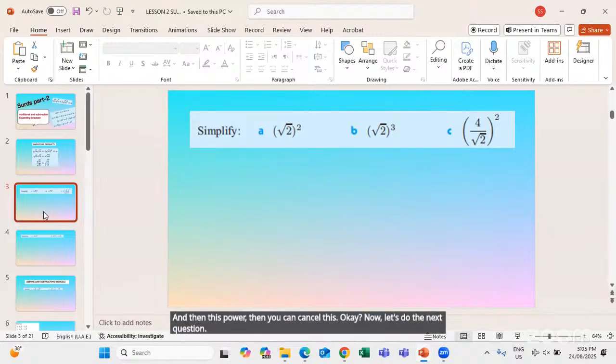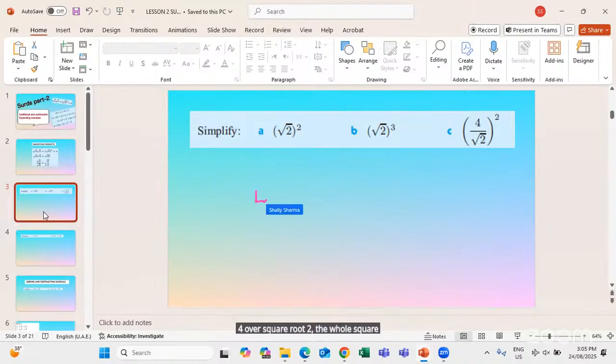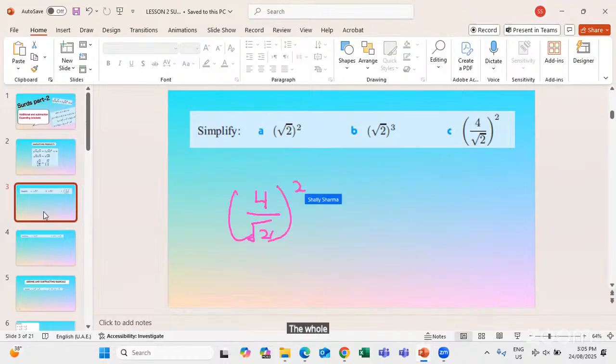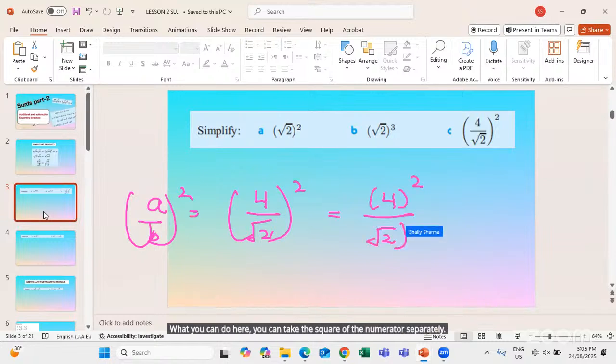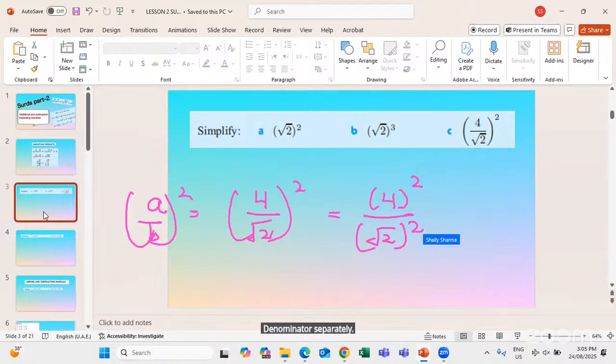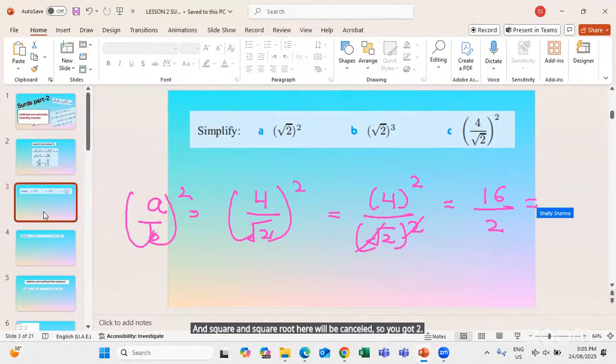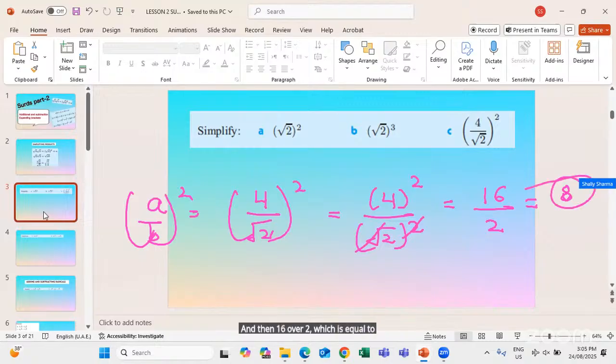4 over square root 2 the whole square. So this is like a over b the whole square. What you can do here, you can take the square of the numerator separately and the denominator separately. Now 4 square is 16 and the square root here will be cancelled. So you got 2, and then 16 over 2 which is equal to 8. So that will be our final answer. Then let's go to the next one.